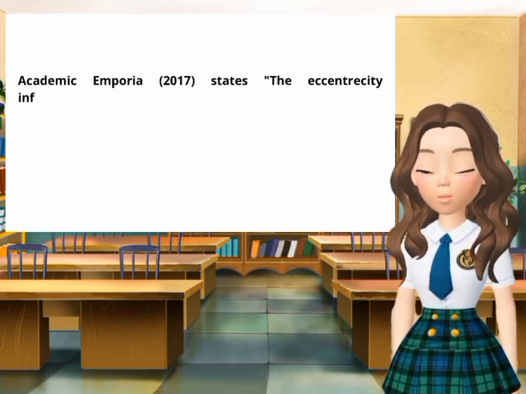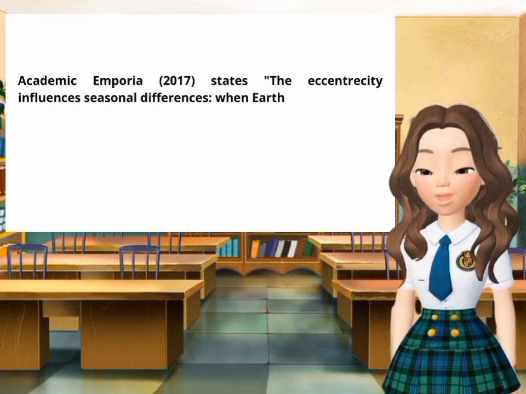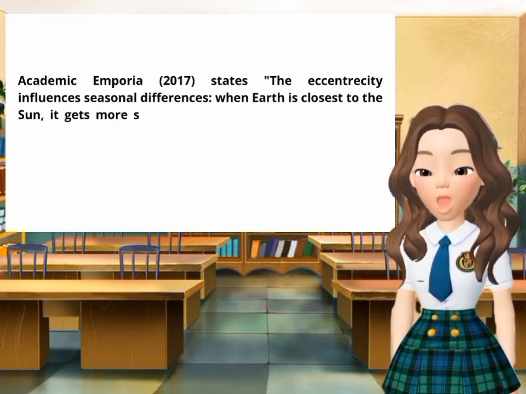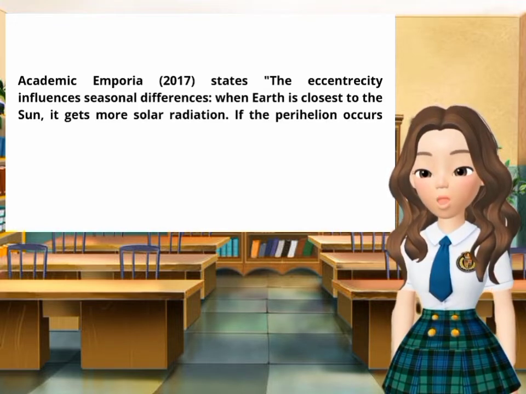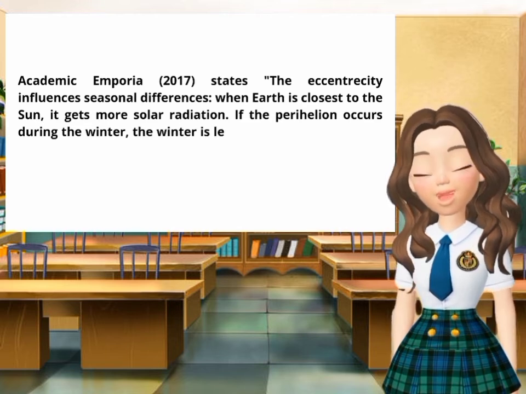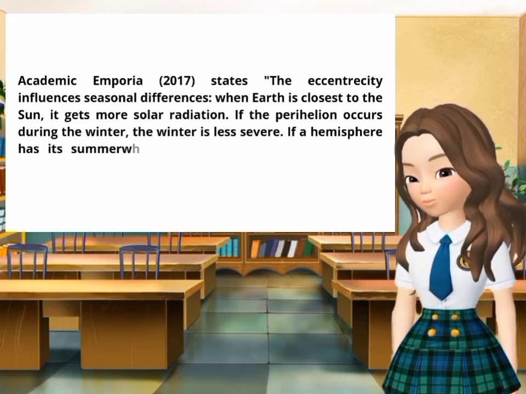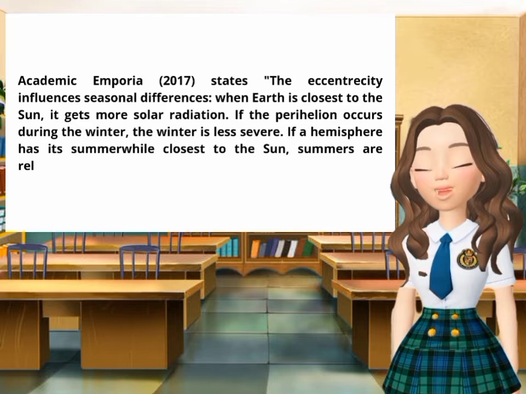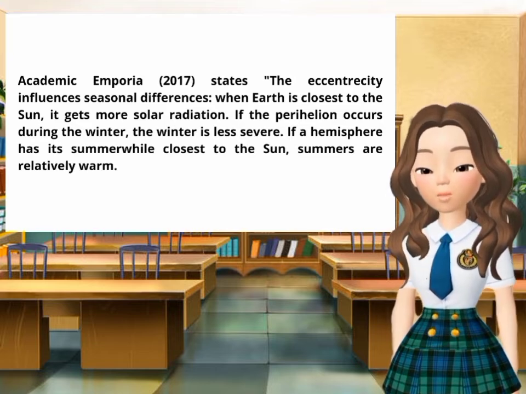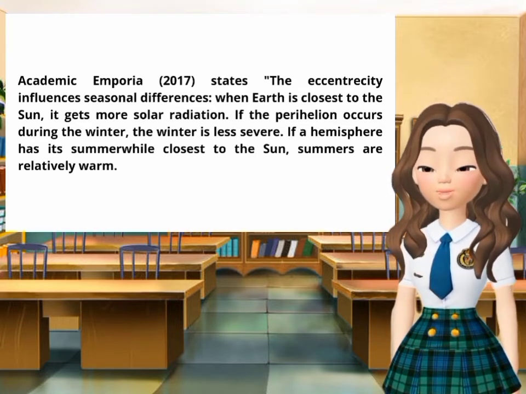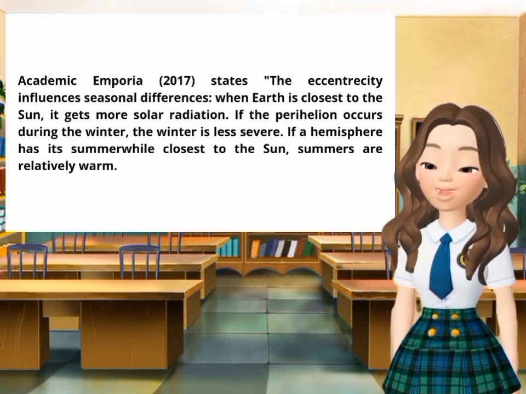Academic Emporia 2017 states the eccentricity influences seasonal differences. When Earth is closest to the Sun, it gets more solar radiation. If the perihelion occurs during the winter, it is less severe. If a hemisphere has its summer while closest to the Sun, summers are relatively warm.